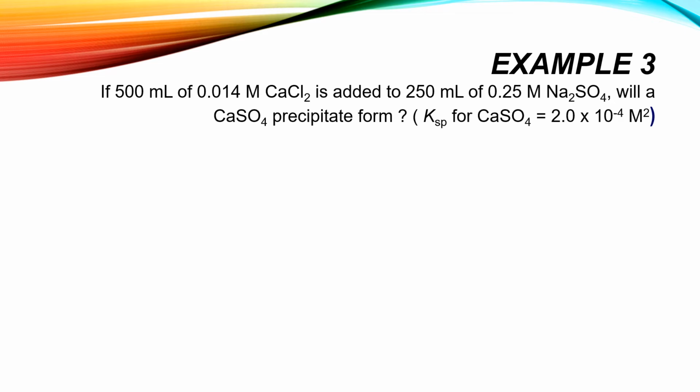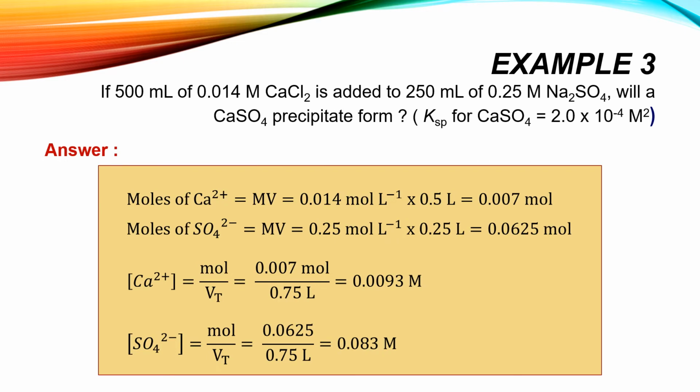To answer this question, first let's determine the number of moles for each of the ions involved. The moles of calcium 2+ ions is 0.007 mole. The number of moles of sulfate ions is 0.0625 moles. Convert the number of moles into concentrations by dividing by the total volume of the solution. Thus, we obtain the concentration of sulfate ions as 0.0093 molar and calcium 2+ ions as 0.083 molar.